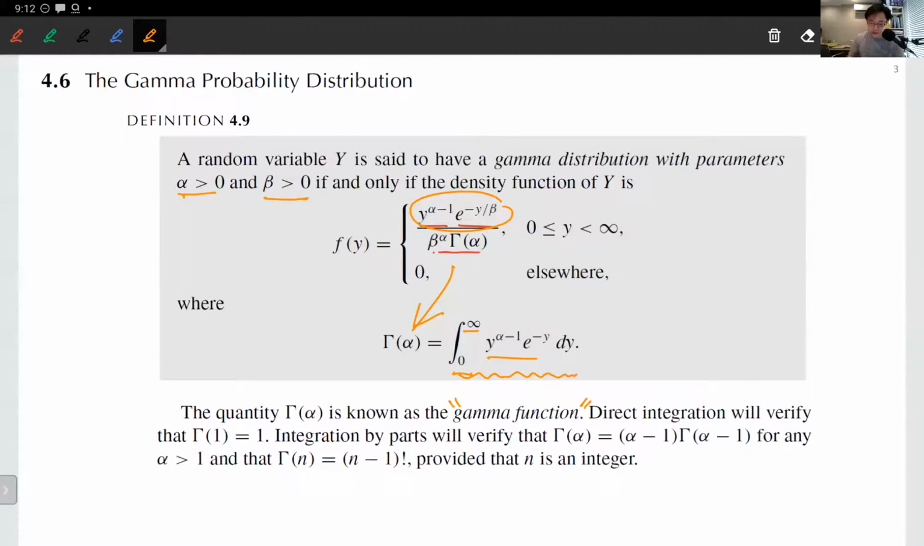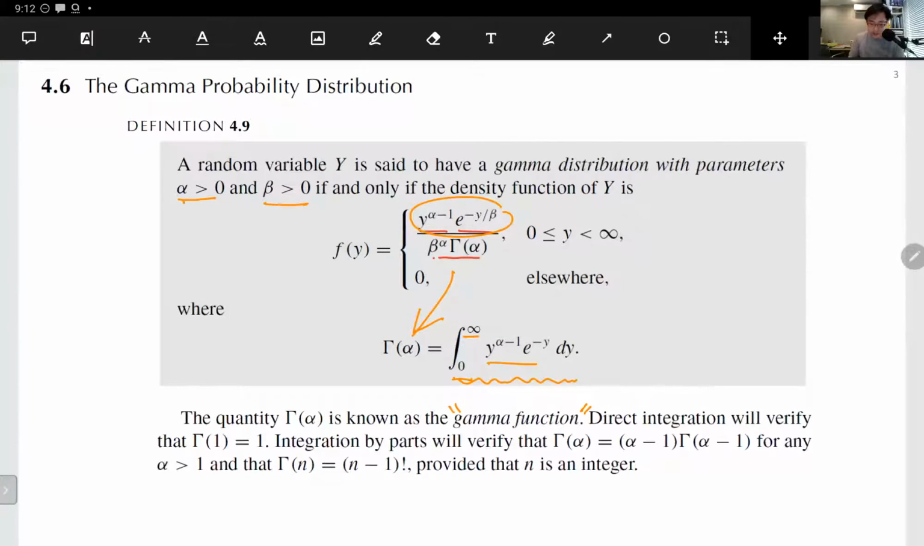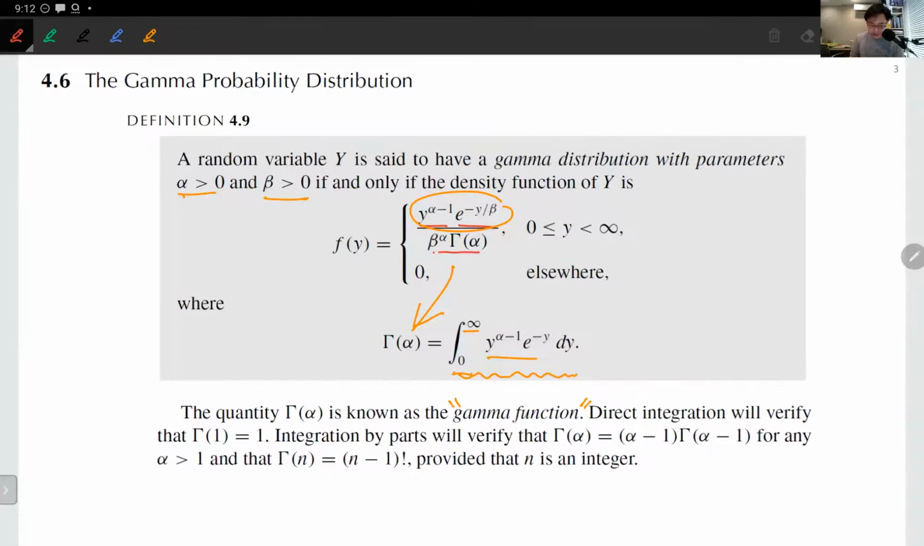The good thing about this one is you can see right away, if you try to calculate the gamma of 1, you can just plug in alpha equal to 1. Okay, let's do this quickly. For the gamma of 1, the reason for doing this is just to get used to the function.